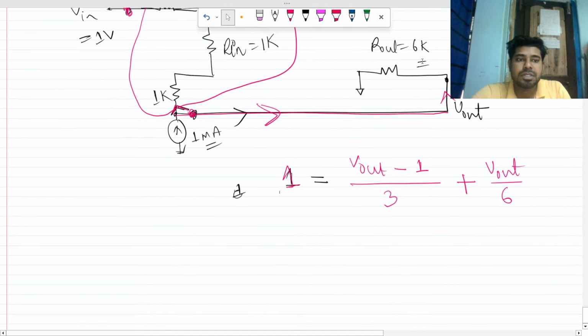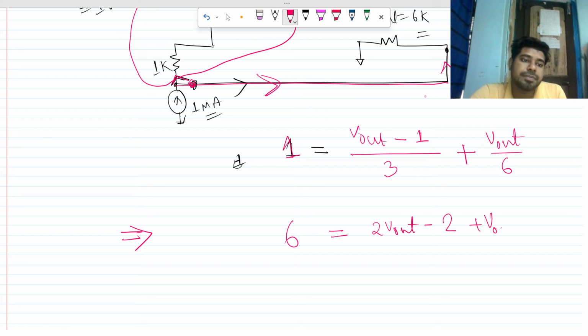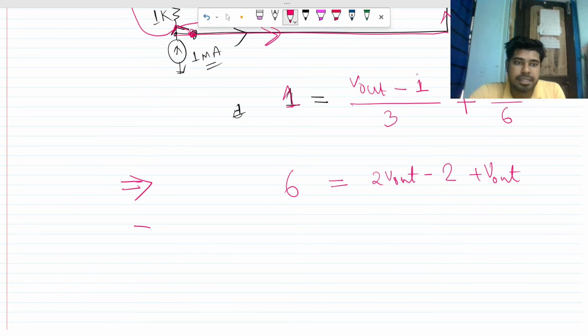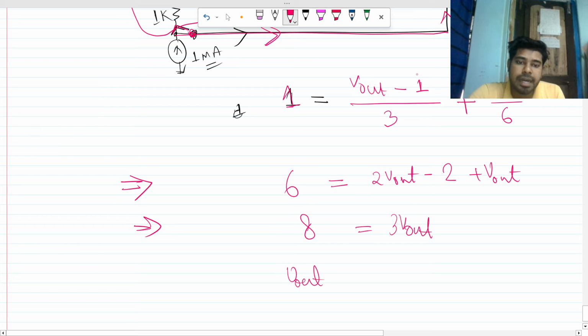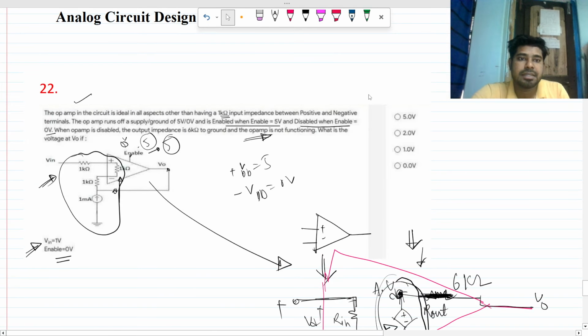Okay, now let's solve it. It is pretty easy. So it will be 6 equals 2V out minus 2 plus V out. Then it will be 8 equals 3V out. So according to my approach, the answer will be 8 by 3, which is 2.667 volts. But you will find that the option is not there, right? You can see.